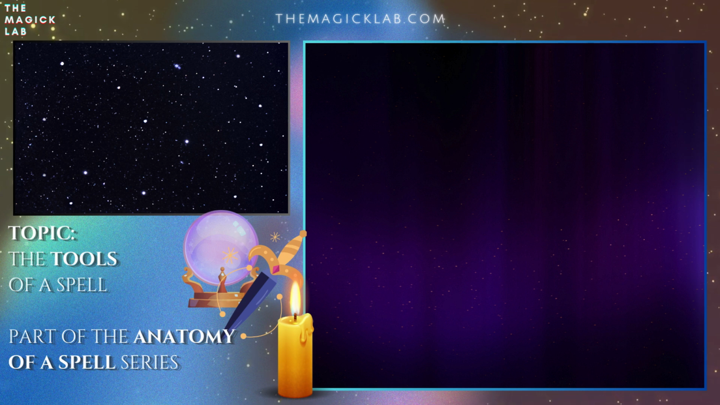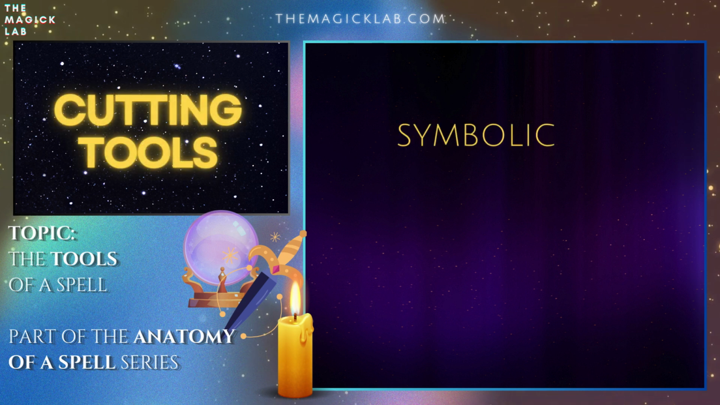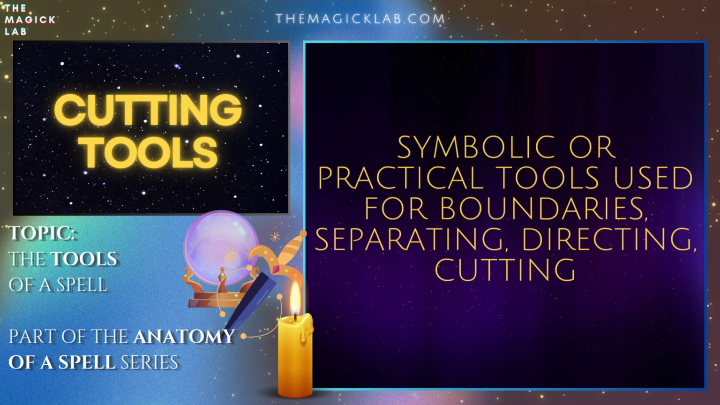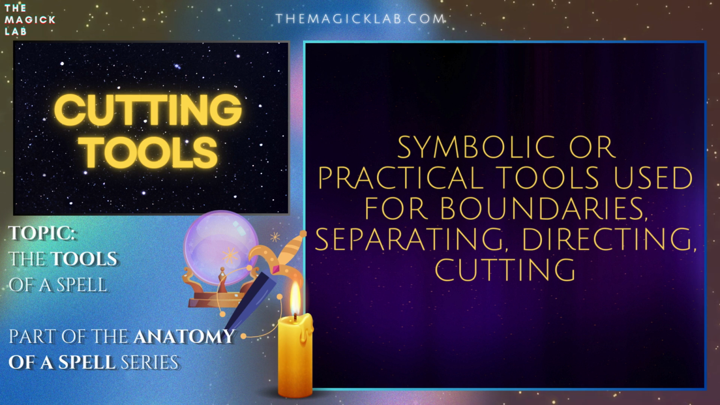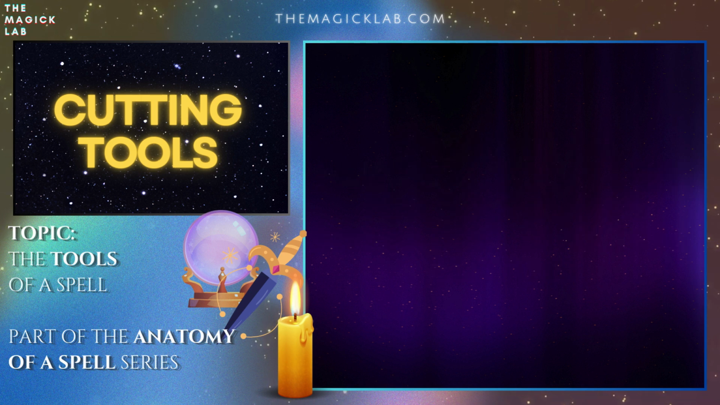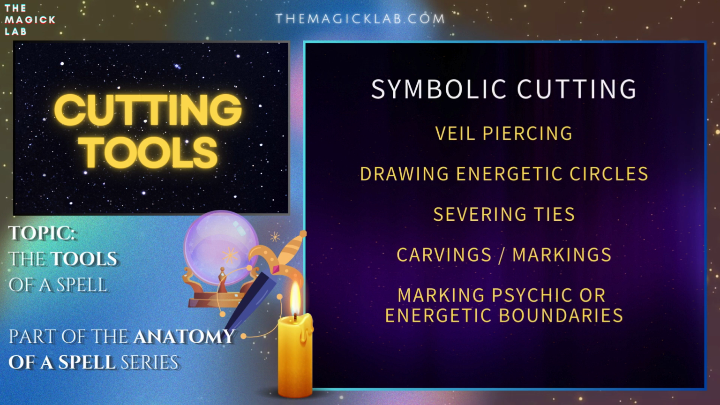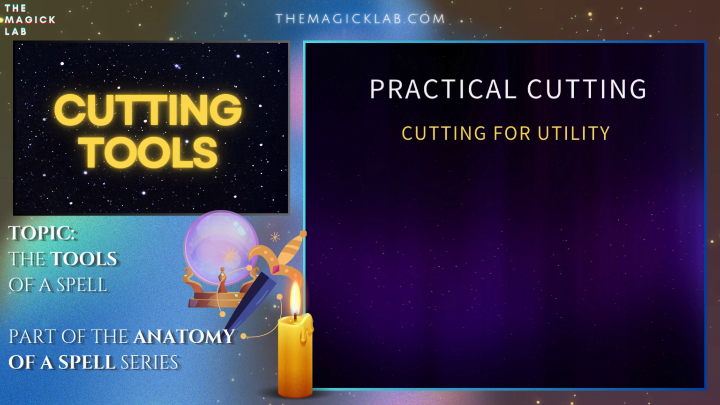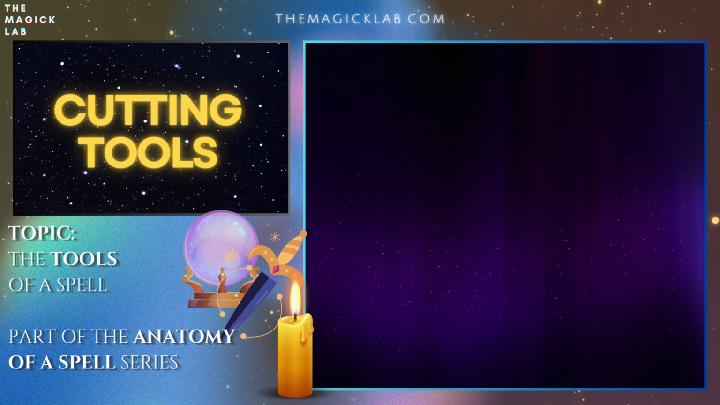Next up, we have knives and cutting tools. These can be both symbolic and practical knives that are used for boundary setting, separation, directing will, or cutting cords. Now, on the symbolic side, they would be used for things like piercing the veil, drawing energetic circles or realms of energy, severing ties, making carvings or markings, or setting psychic or energetic boundaries. And then on the practical side, knives are used for making carvings or markings and cutting into things.